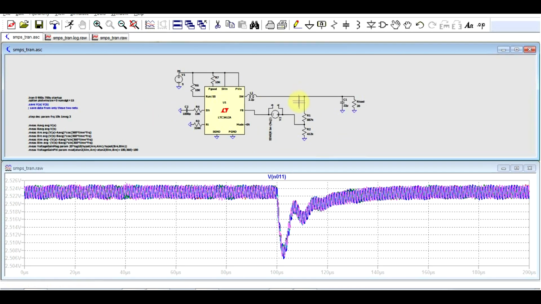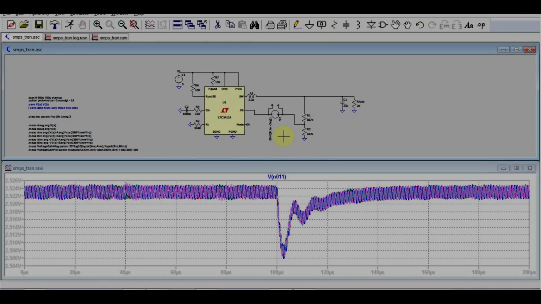And in general, these are the methods through which you can simulate the closed loop response of a circuit, both for linear systems and for nonlinear systems.